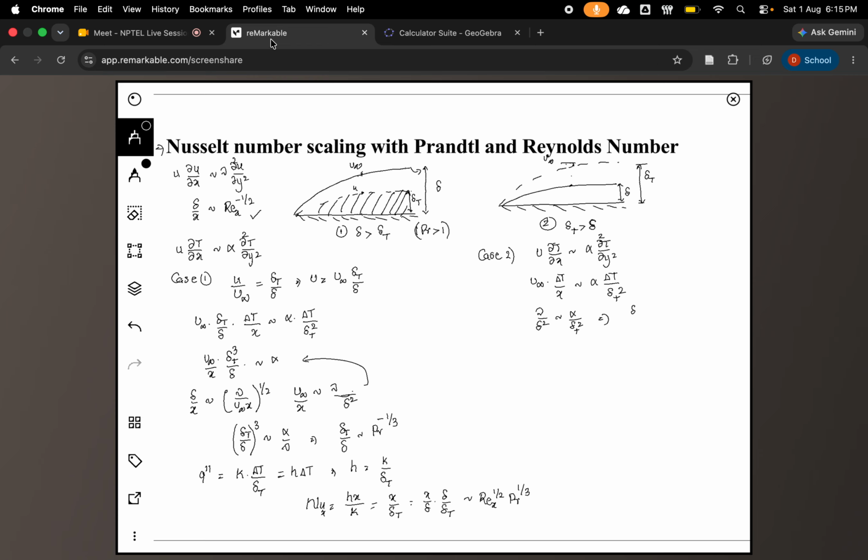So this implies delta by delta T would scale as Pr to the power half. Again, for the same relation for Nusselt number, we can directly substitute here. Nusselt number will scale as x by delta times delta by delta T, where x by delta is Rex to the power half and delta by delta T is Pr to the power half. So this is for the case when Prandtl number is less than 1.